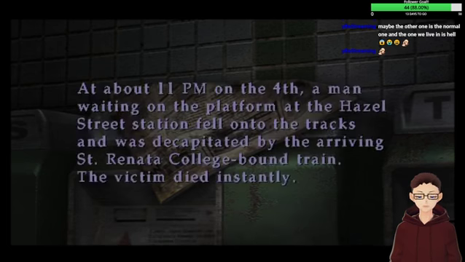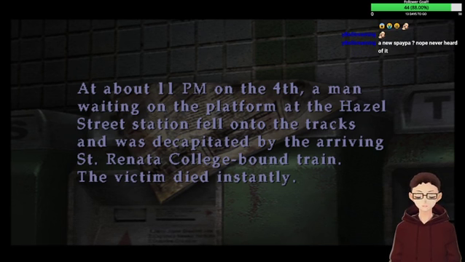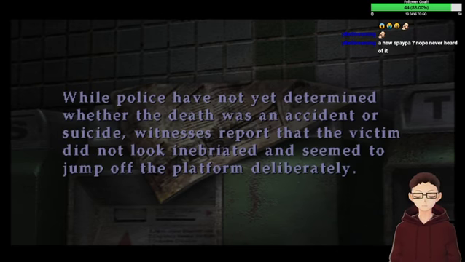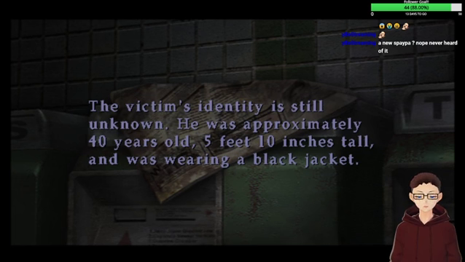Fatal accident at Hazel Street. At about 11 p.m. on the 4th, a man waiting on the platform at the Hazel Street station fell onto the tracks and was decapitated by the arriving St. Renata College-bound train. The victim died instantly. While police have not yet determined whether the death was an accident or suicide. Witnesses report that the victim did not look inebriated and seemed to jump off the platform deliberately. The victim's identity is still unknown. He was approximately 40 years old, 5 feet 10 inches tall, and was wearing a black jacket.